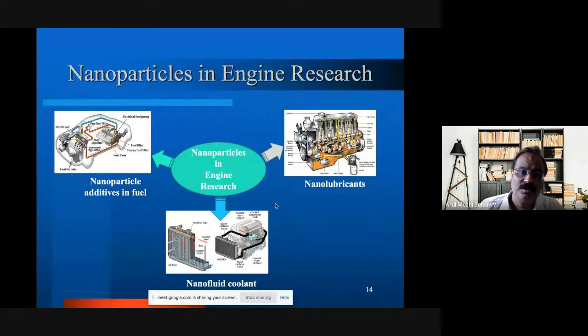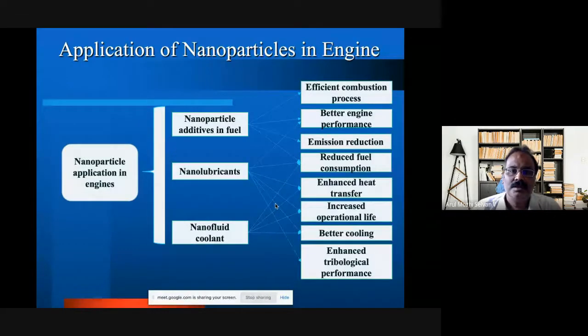In addition, one more thing is the construction of the engine itself, where the surface finish becomes a nano finish. This nano finish again has a lot of benefits. Especially when we incorporate nanotechnology in all the dimensions, we will be able to achieve better performance and lean emissions. So these are the applications in fuel, lubricants and coolant: efficient combustion, better performance, emission reduction, reduced fuel consumption, enhanced heat transfer, increased operational life, better cooling, enhanced tribological performance.